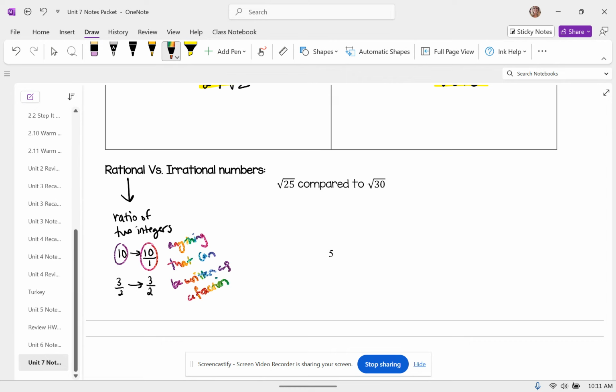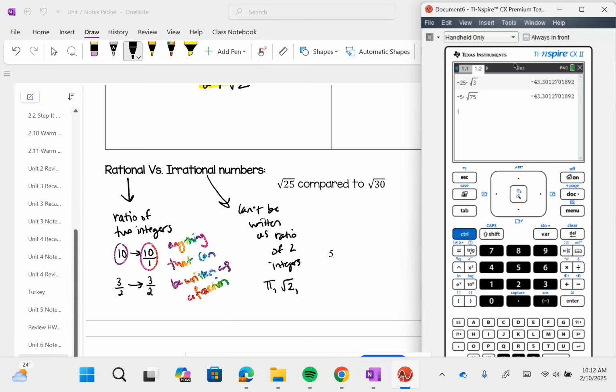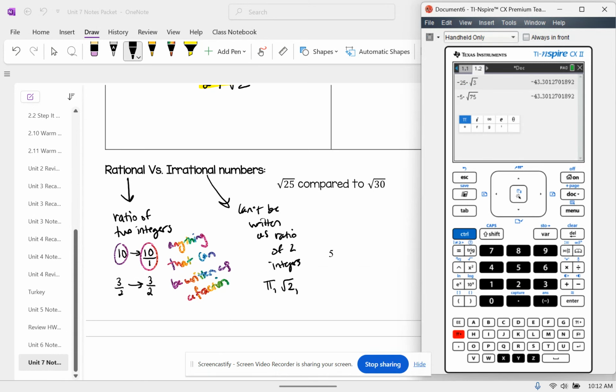And then an irrational number is something that can't be written as the ratio of 2 integers. For example, famous irrational numbers include pi, the square root of 2, any decimal that goes on forever and does not repeat. Look at this. It goes on forever and it doesn't repeat. It does stop because the calculator isn't going to keep going on forever. It kind of cuts it off at a certain number of digits. Square root of 2. Again, it's irrational.